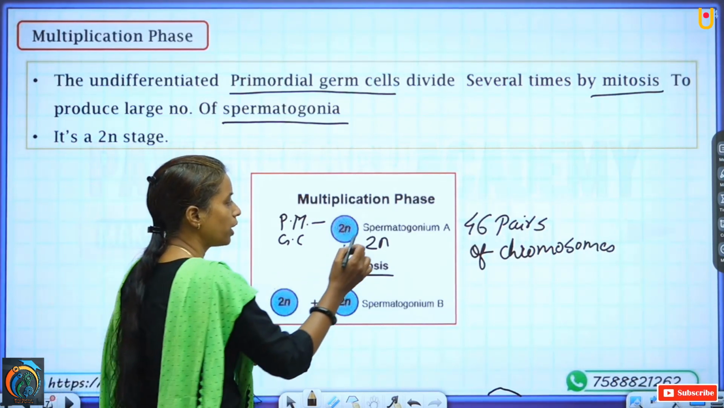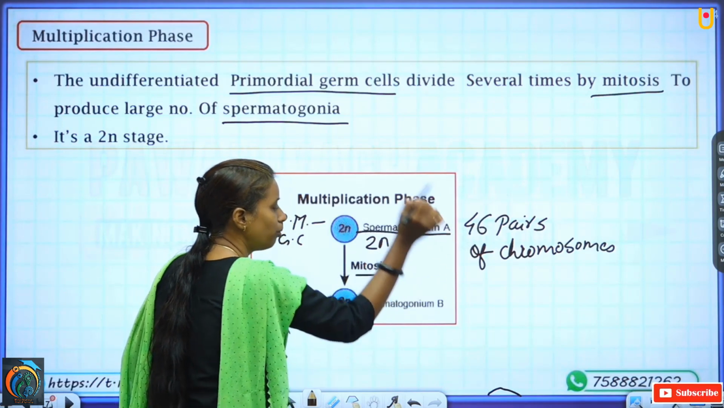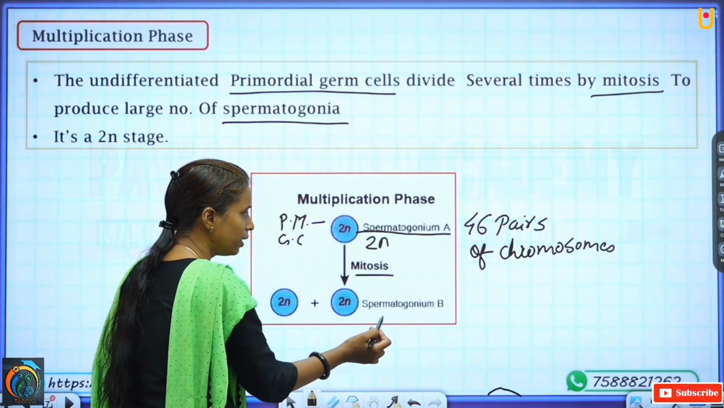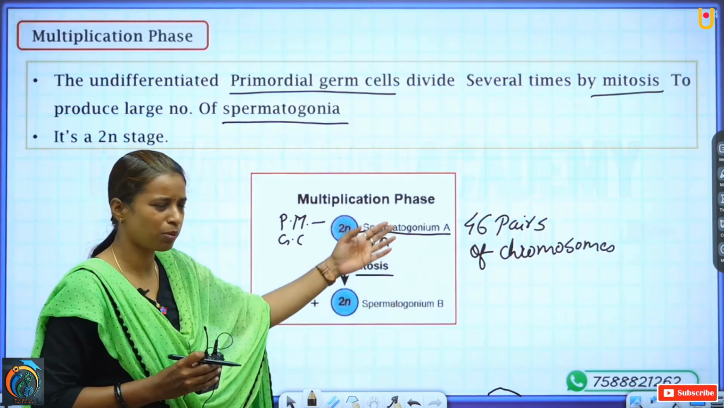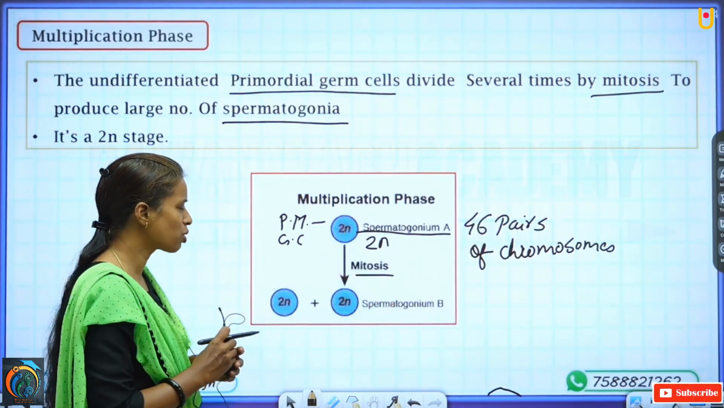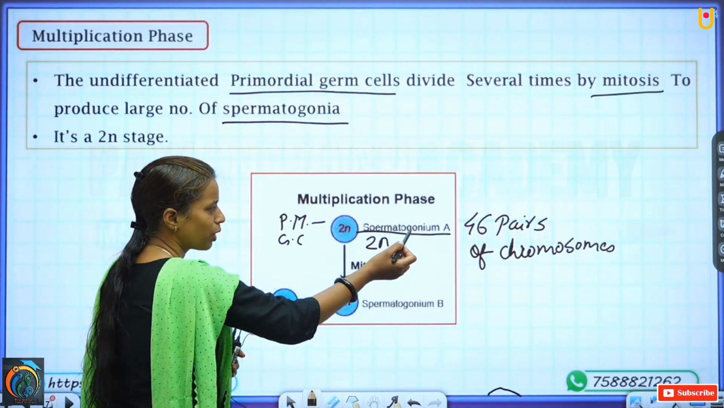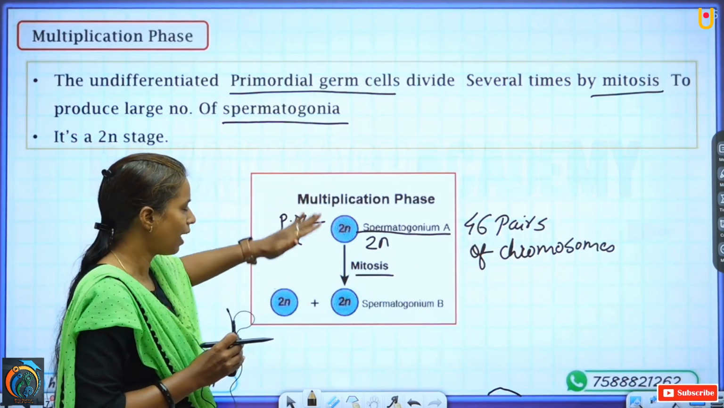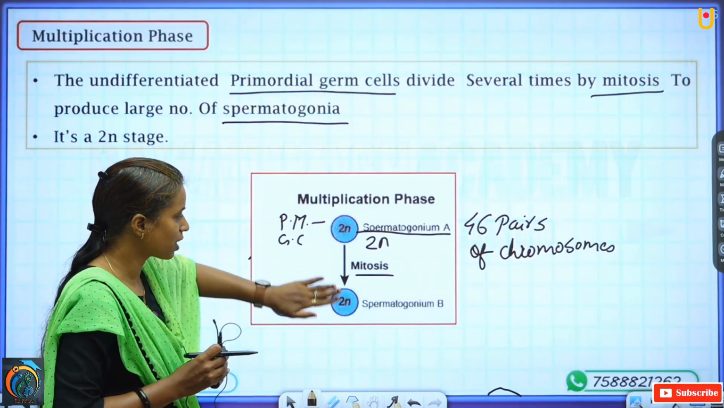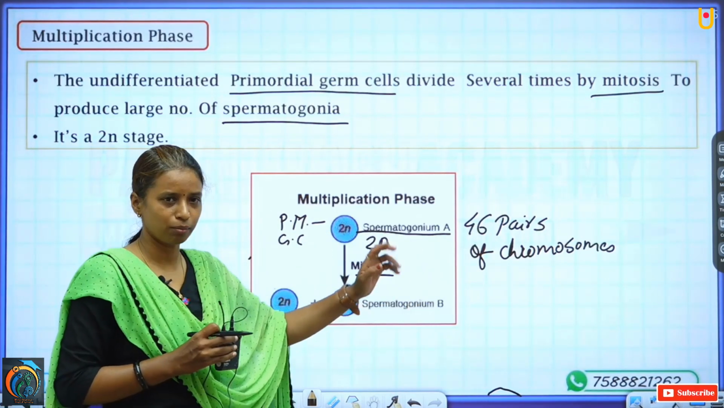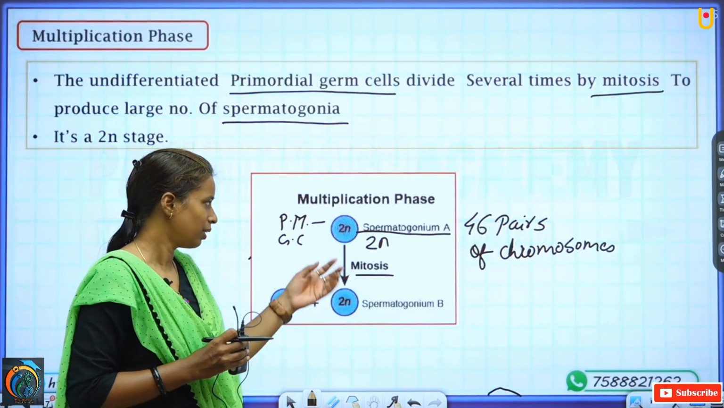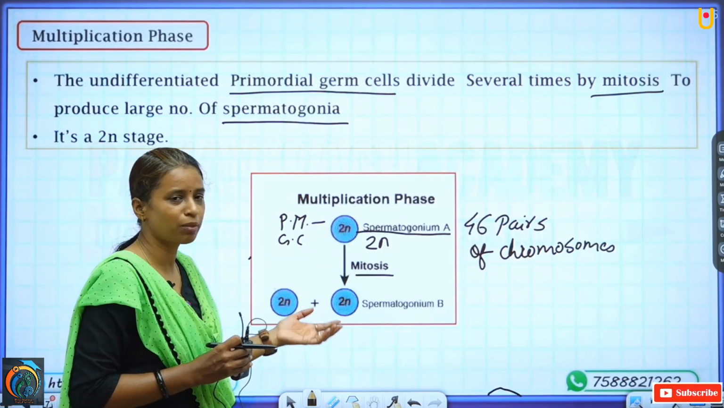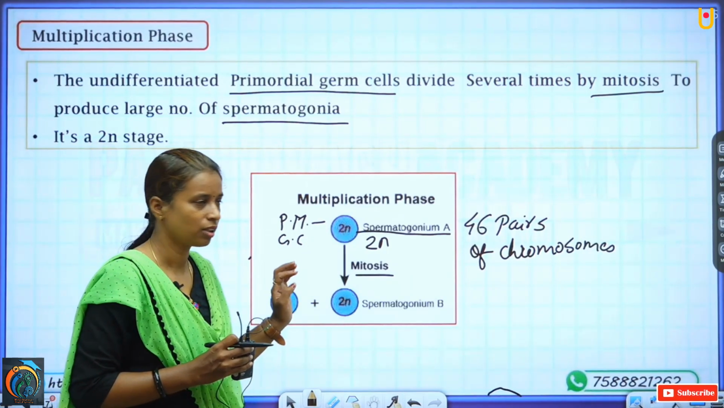But here we are calling it a spermatogonium. Okay, spermatogonium A and spermatogonium B. Now what is the difference between spermatogonium A and B? There is not much difference. Spermatogonium A is just the first step of division, and after the first step, the second step is known as spermatogonium B. That is the only difference. There is no difference in chromosomal material. Both of them have the 2n condition only. Got it?